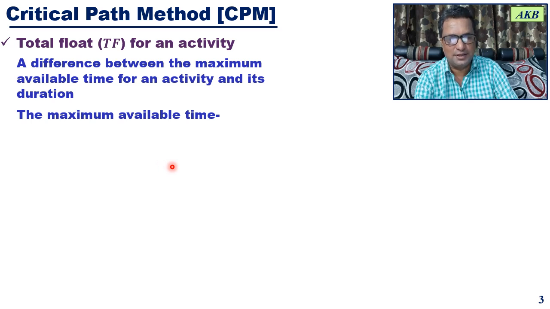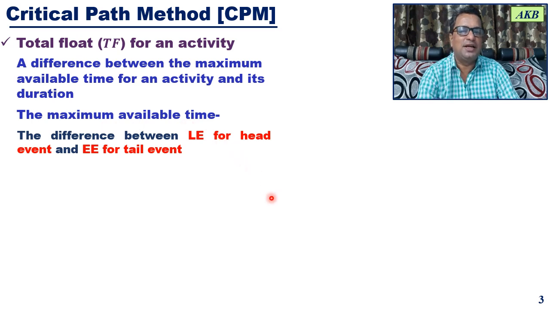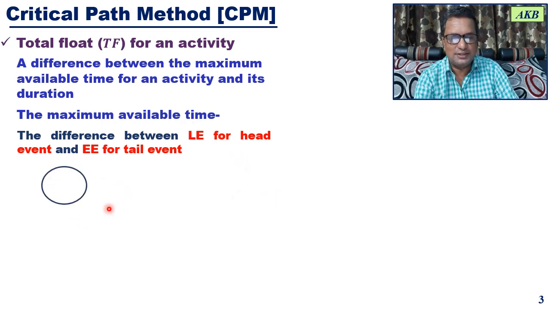How to get that? Maximum available time is nothing but the difference between latest event time for the head event and earliest event time for the tail event. So if you take the difference between these two, which two? Latest event time for the head event and earliest event time for the tail event. The difference between these two is nothing but the maximum available time, that is the maximum time that is available for completing an activity. So let us understand this with an example.